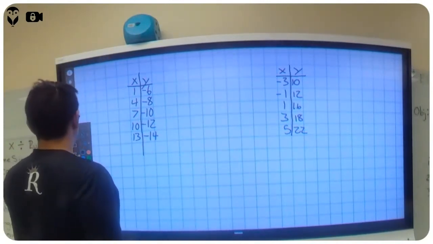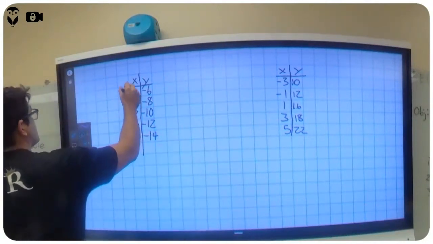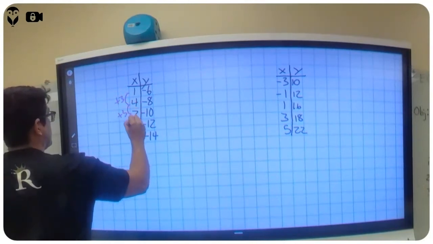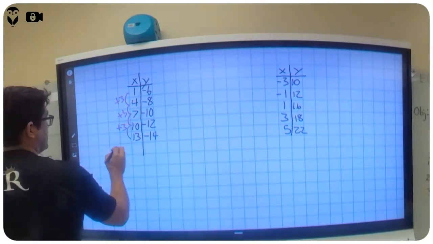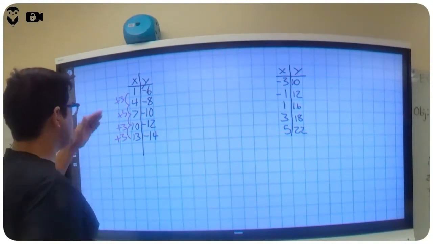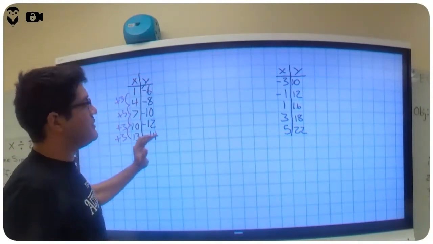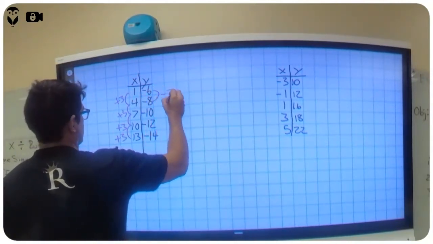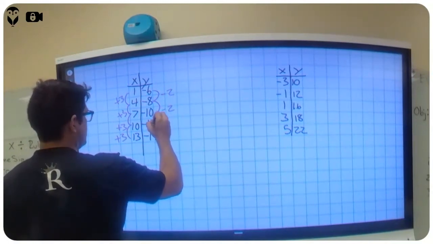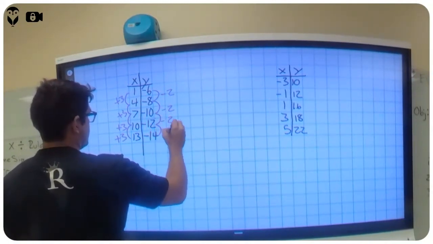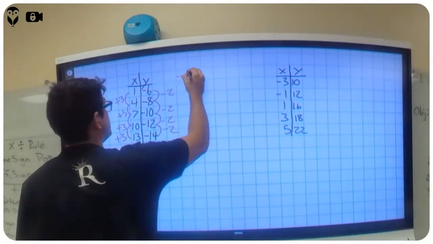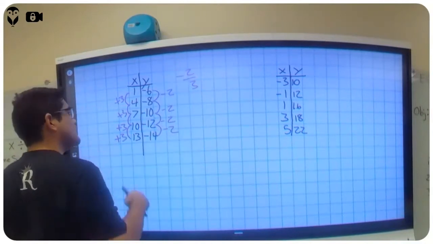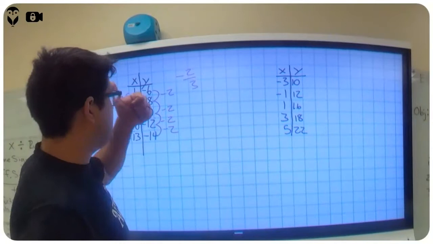So let's first check what the x increases. Every time we went up 3, this one went up 3, this one went up 3, and this one went up 3. Okay, so that's consistent, going up 3. So that means that this one has to be the same thing over and over again. So this one is down 2, down 2, down 2, and down 2. So the slope of this is negative 2 over 3, negative 2 over 3, negative 2 over 3, negative 2 over 3. So slope is the same every single time, which means, yes, it is linear.